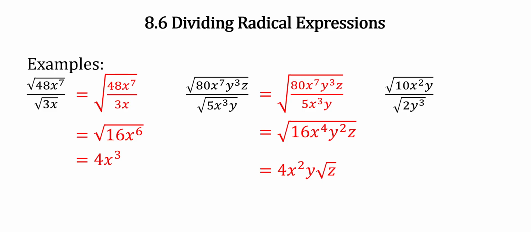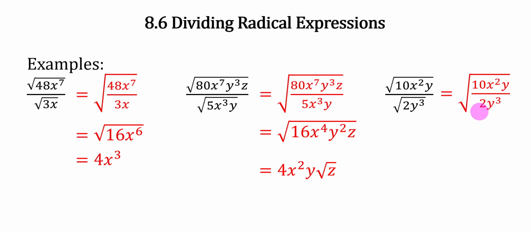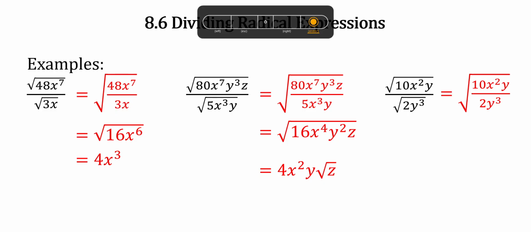Let's check this last one. Turn it into one radical. 10 divided by 2 is going to be 5. X squared is just going to stay x squared. Now I have one y on top and y cubed on the bottom. So one of the y's cancel out and leaves us with y squared on the bottom.